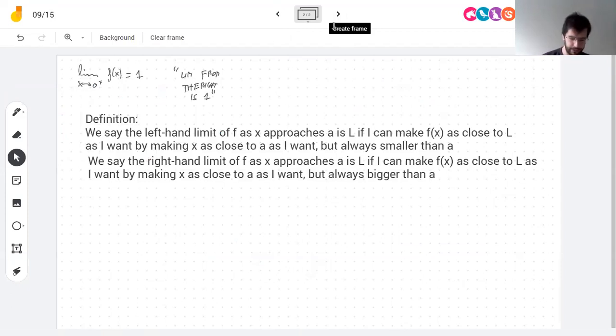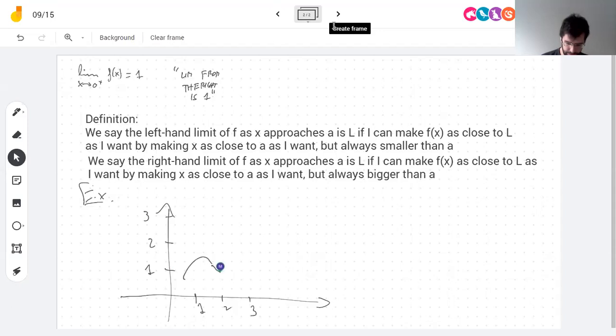Okay, so let's do another example. So let's see how well I can draw. So say we have this function. Okay, so this is a graph of some function. How do you know there's some function with this graph? Well, it passes the vertical line test. This line only has one point. It's this one. So anything that passes the vertical line test is automatically the graph of a function.